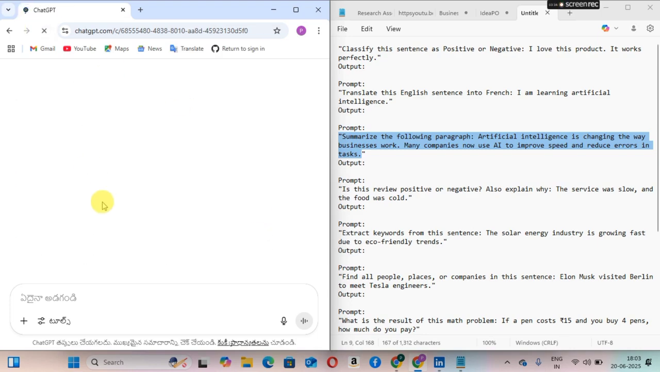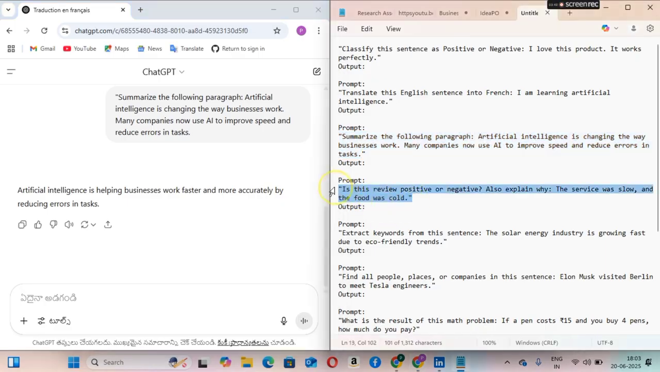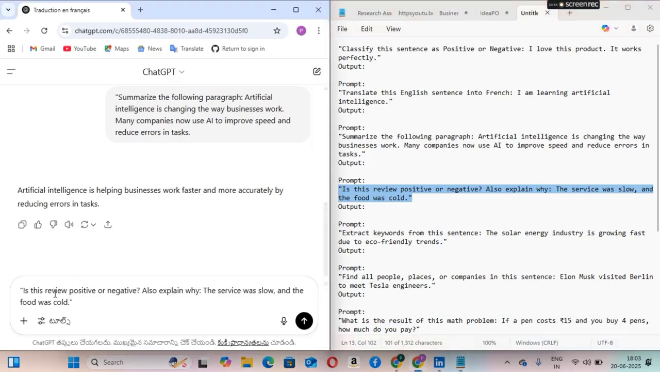So actually the model gave a short and clear summary. We didn't show it how to summarize before. It used its knowledge to understand and shorten the paragraph. So this is another great example of zero shot working well, right? So now let's do another sentiment analysis task, but this time we will ask for a short explanation too instead of just labeling it. So watch how the model handles both parts in zero shot, right?